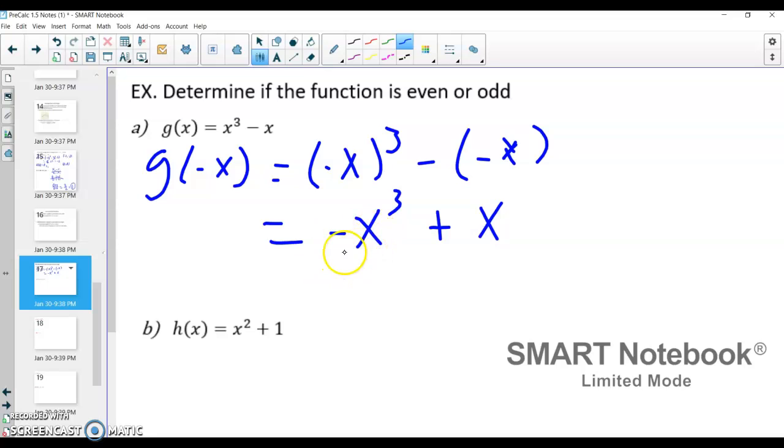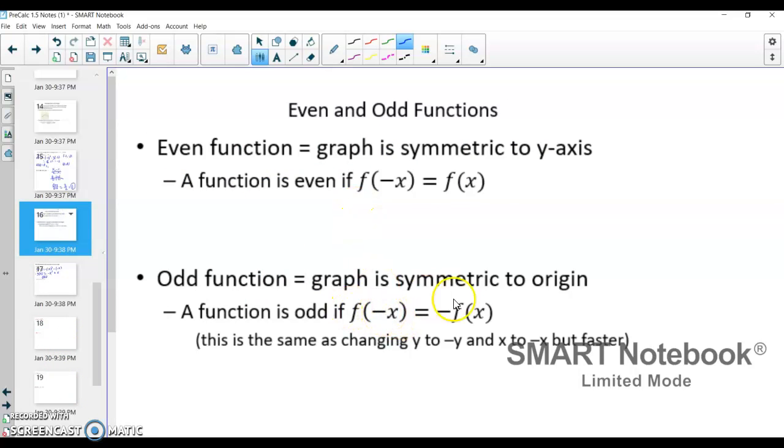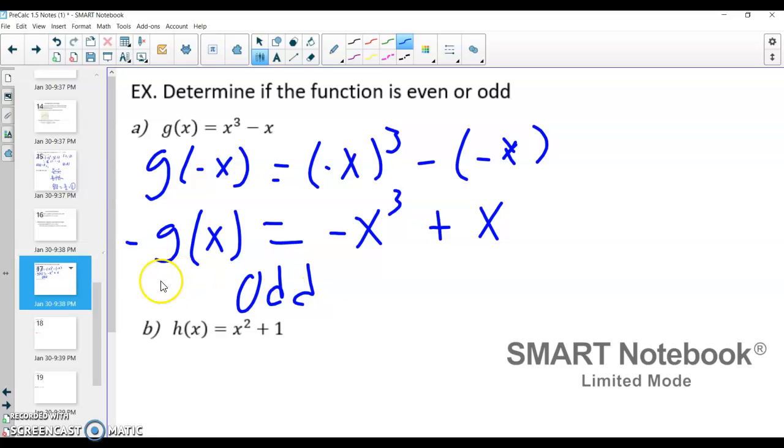Now this right here is the same thing as if you multiplied the function by negative 1. So that means it is the same thing as negative g of x, which means this function is odd. Because if you plug in negative x and you get negative g of x, or negative f of x, they just changed it from f to g, that means it's odd.